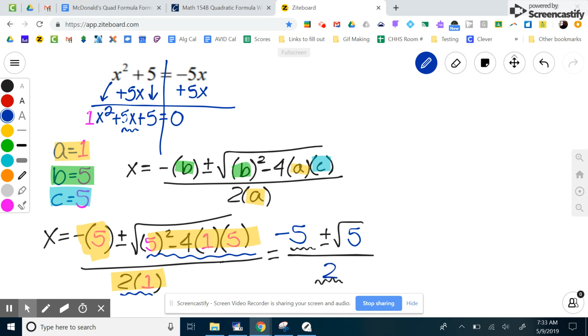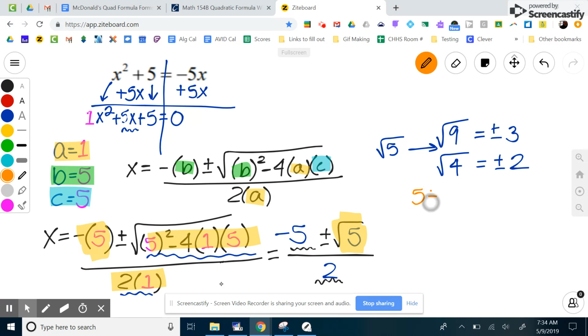Now, my next step is always to simplify the square root. So square root of 5, I look at my perfect squares. Square root of 5 is between square root of 4, which is plus or minus 2, and square root of 9, which is plus or minus 3. So I'm going to check just these numbers.